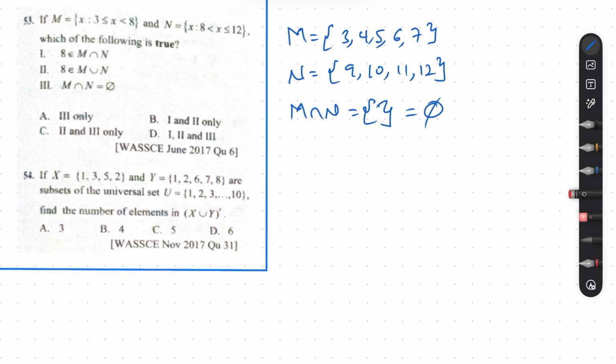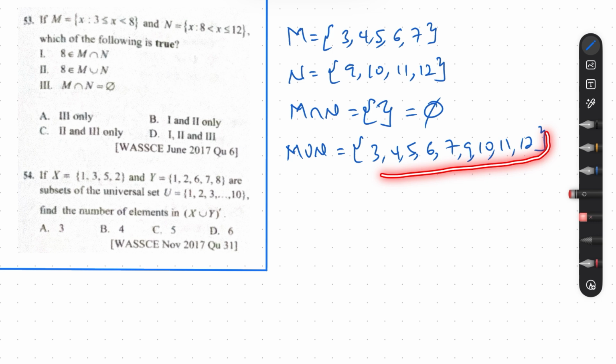And II says M union N. M union N means everything here together with this. So let's write that down. M union N is equal to 3, 4, 5, 6, 7, 9, 10, 11, 12. Now it says 8 is a member of M union N. We cannot find 8 here, so this is also not correct. The first one was not correct, the second is also not correct.